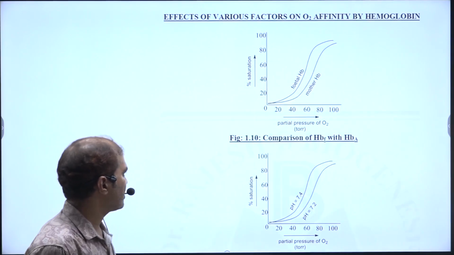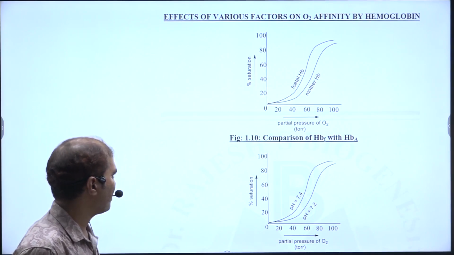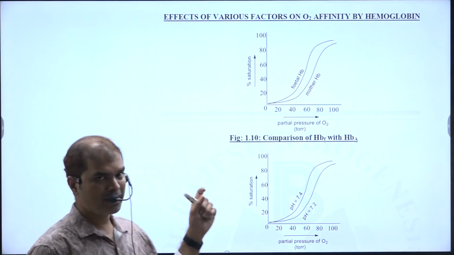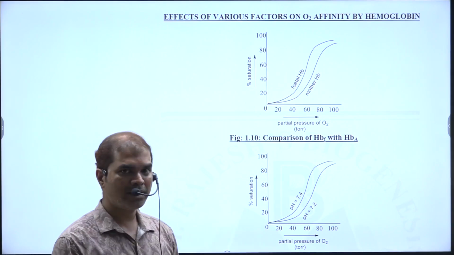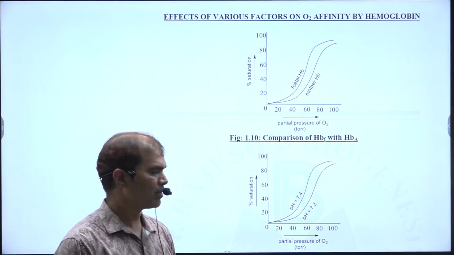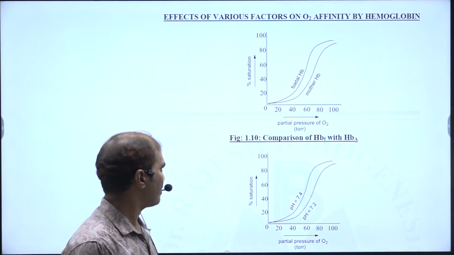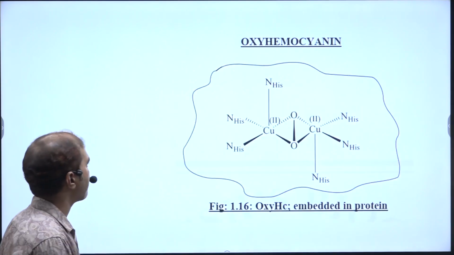After this, we have the oxygen adsorption isotherm. I am taking 4 variables. One variable is fetal or mother hemoglobin. The second variable is pH. The third variable is temperature, and the fourth variable is carbon dioxide. Here I have shown only 2 oxygen adsorption isotherms.